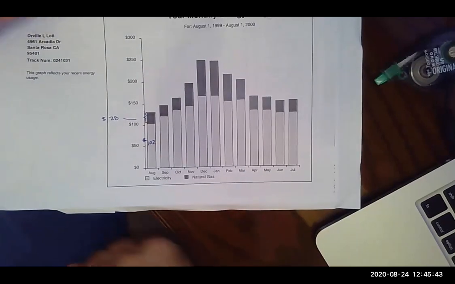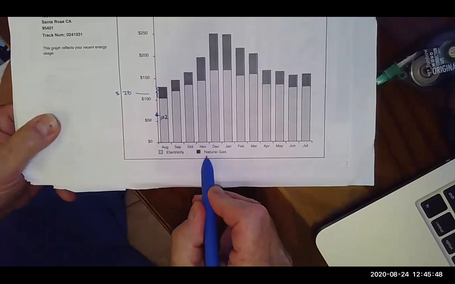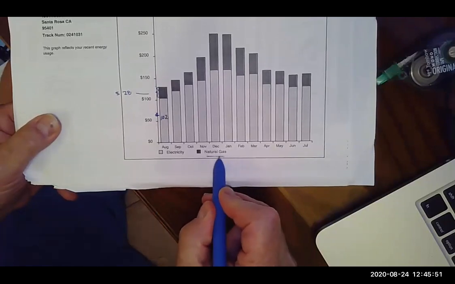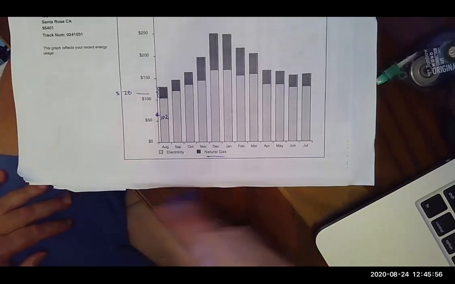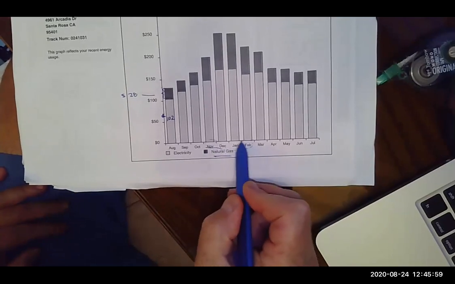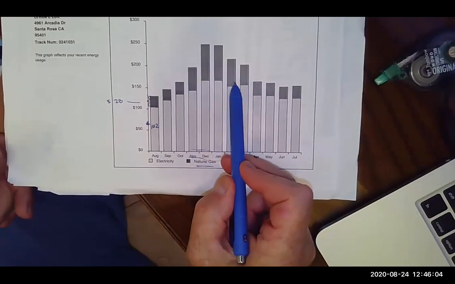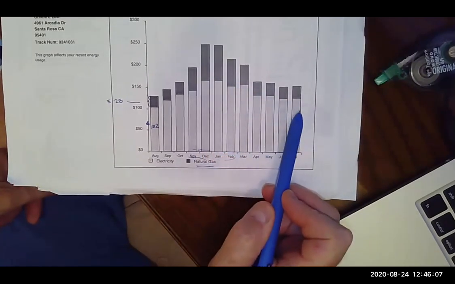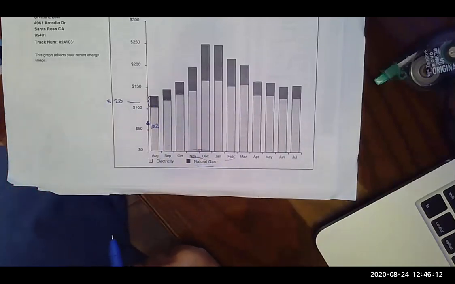I'm sorry, I'm not understanding what the dark means. Is it older or colder? No, right here. Right, but I don't understand what that means. So what he was saying is the reason that November through February, the length of the dark bars are longer than over here in June and July and August and September is because I'm using more heat. And in my house, it was gas heat, not electric heat.